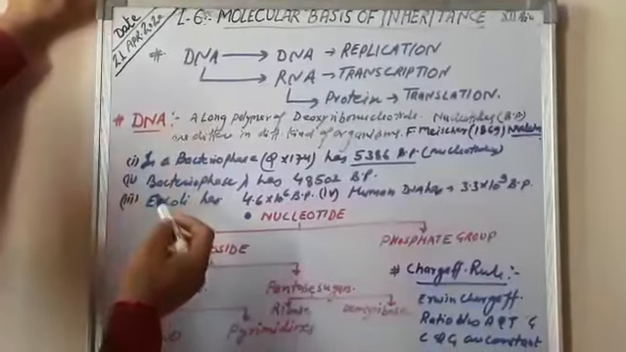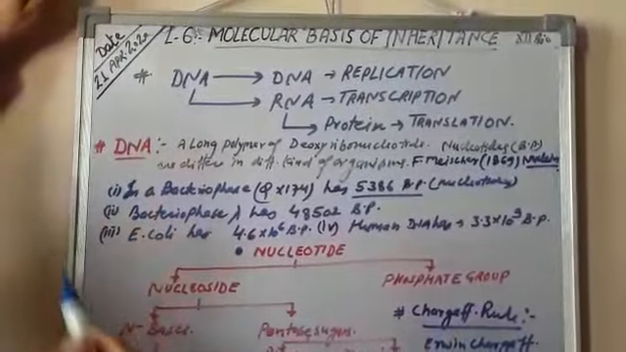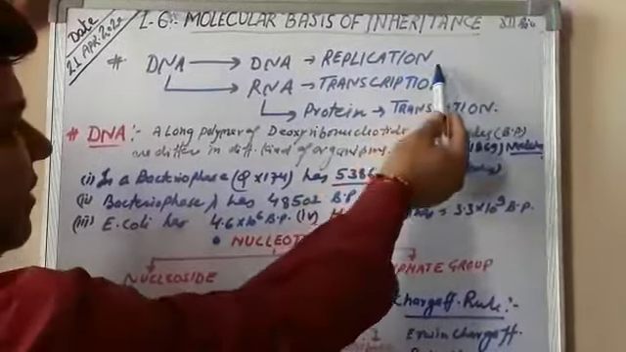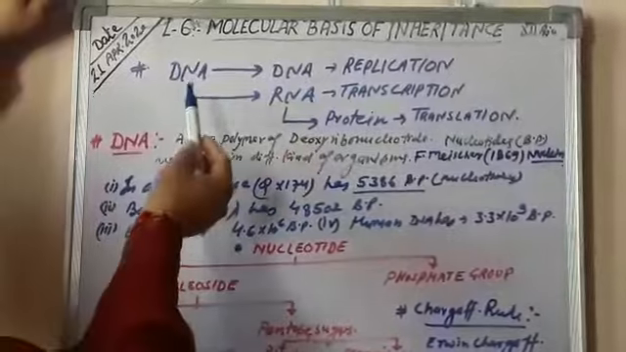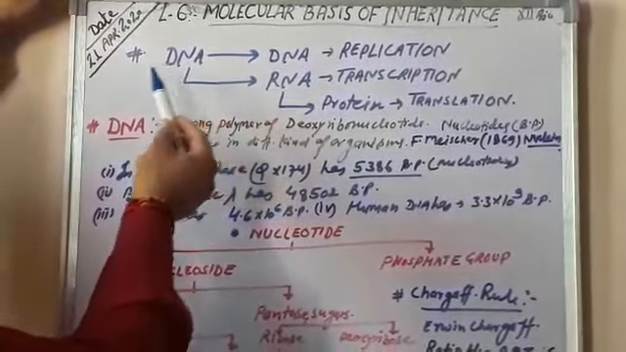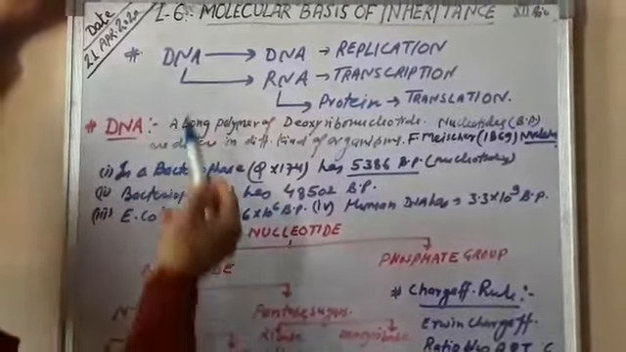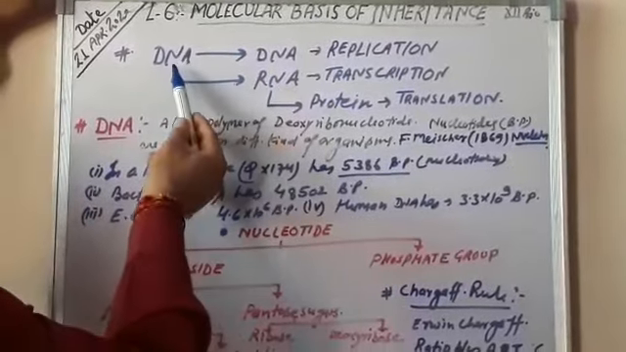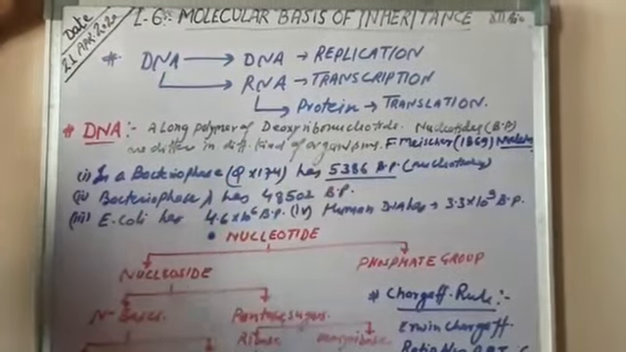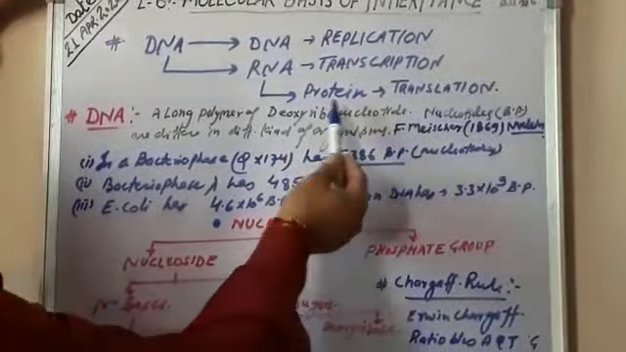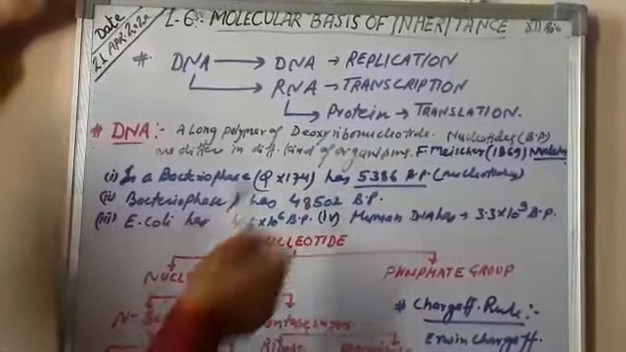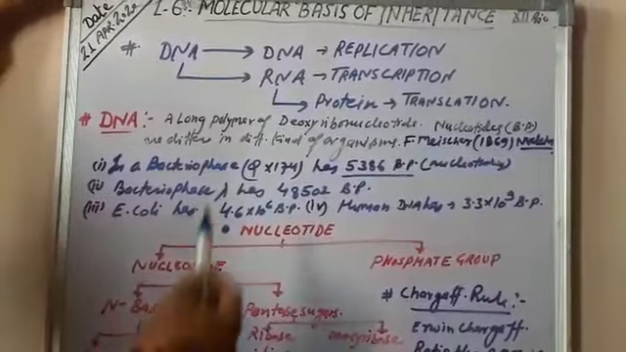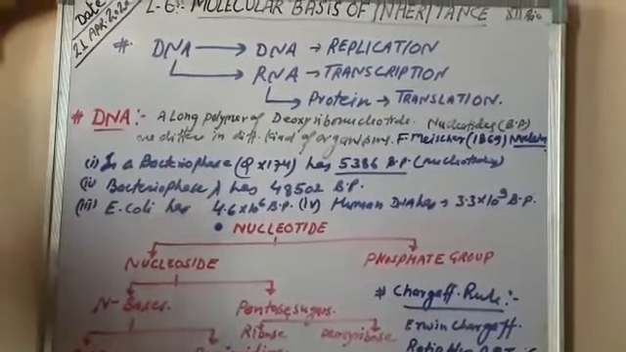It consists of three main important processes: replication, transcription and translation. Formation of DNA from DNA is known as replication. Formation of RNA from DNA is known as transcription, and formation of proteins from the messenger RNA is known as translation. All these three main processes are discussed in this lesson later on.